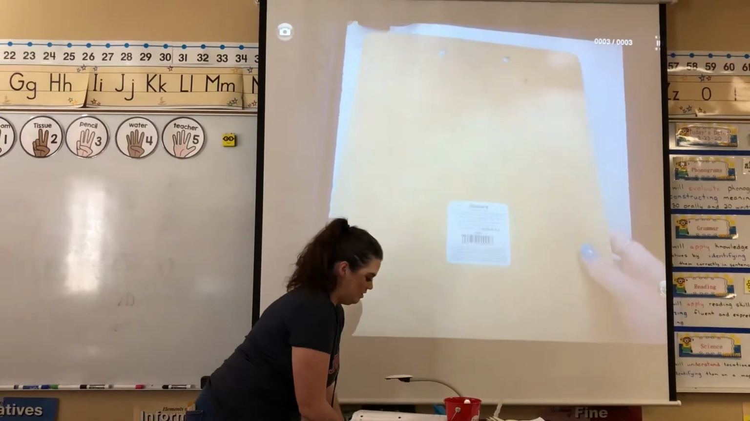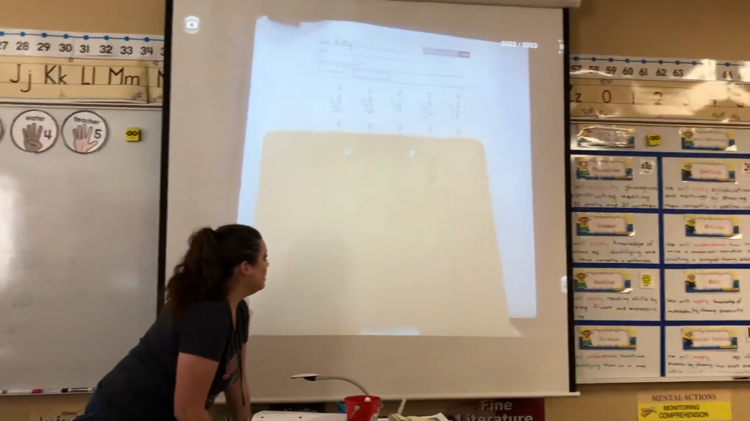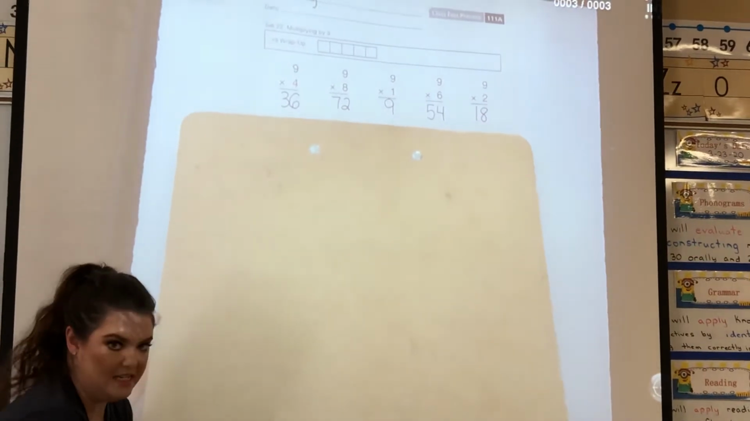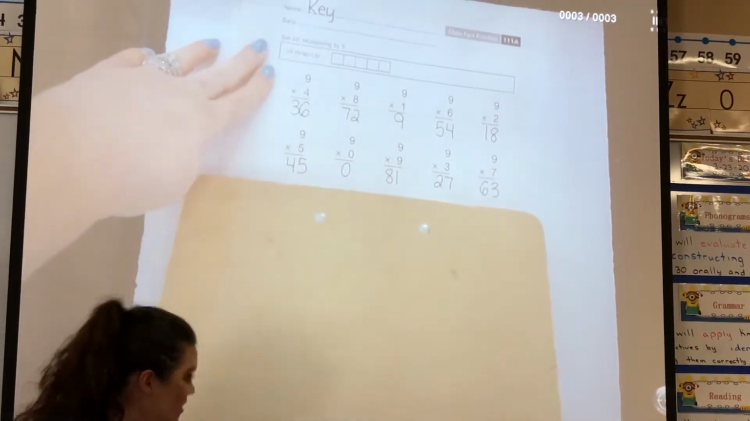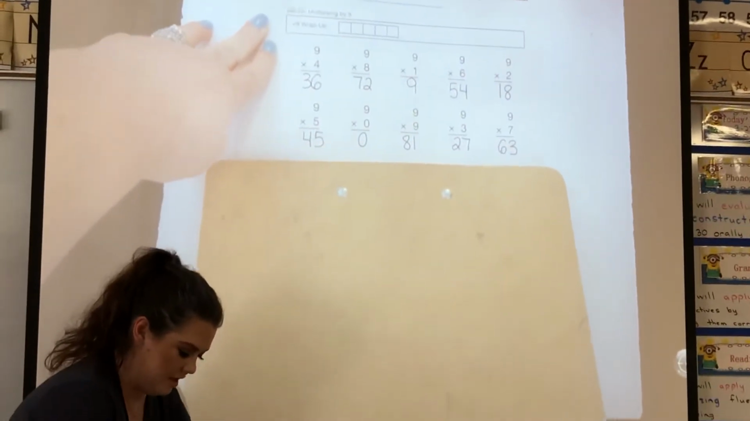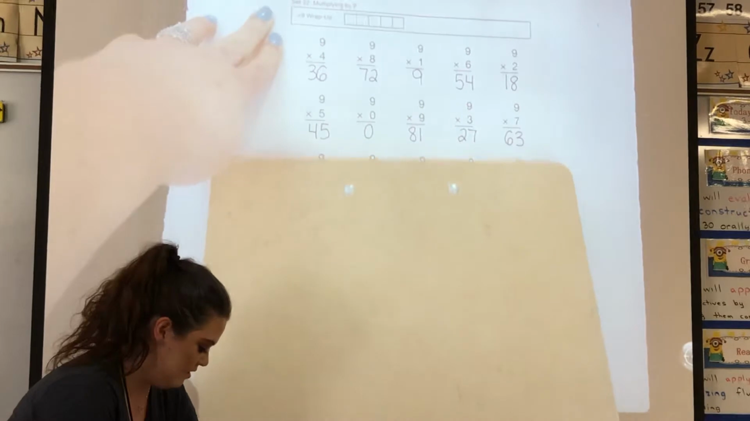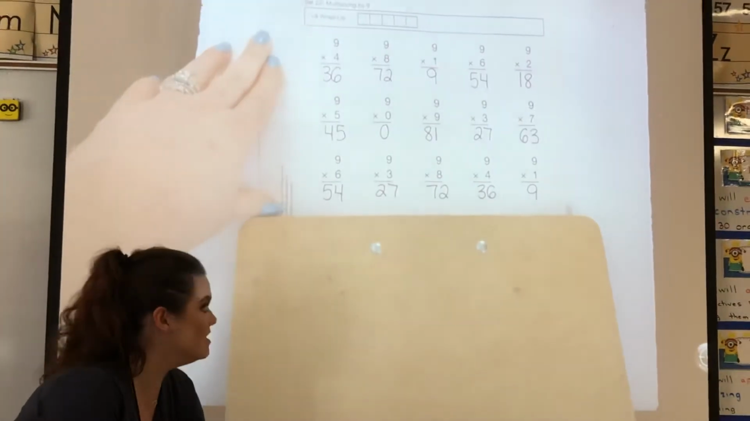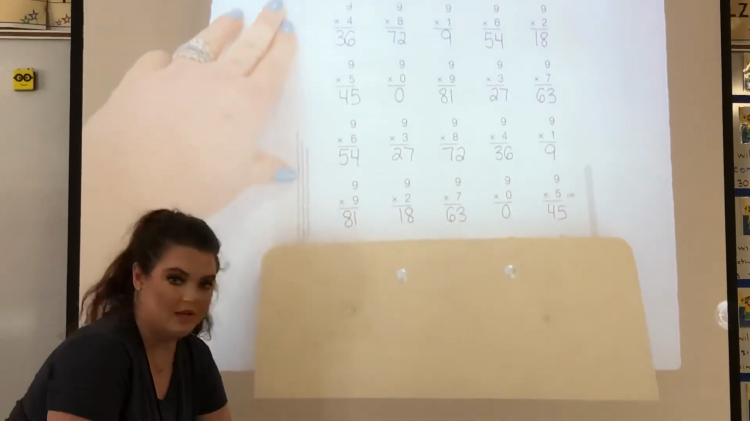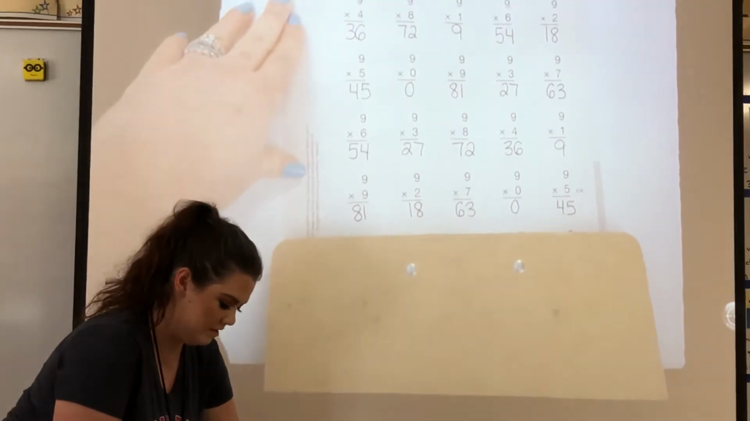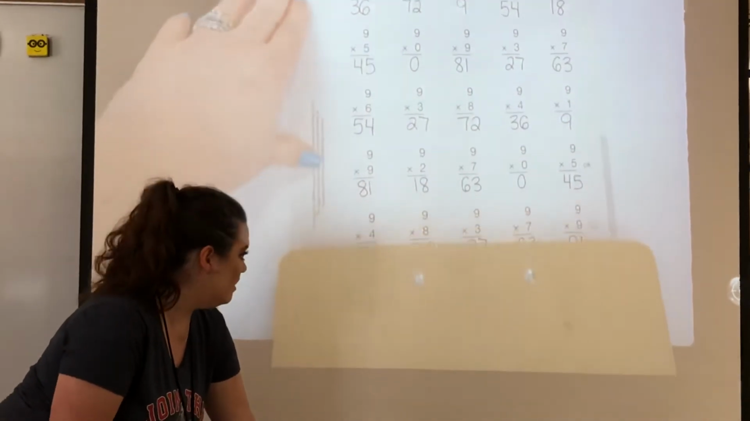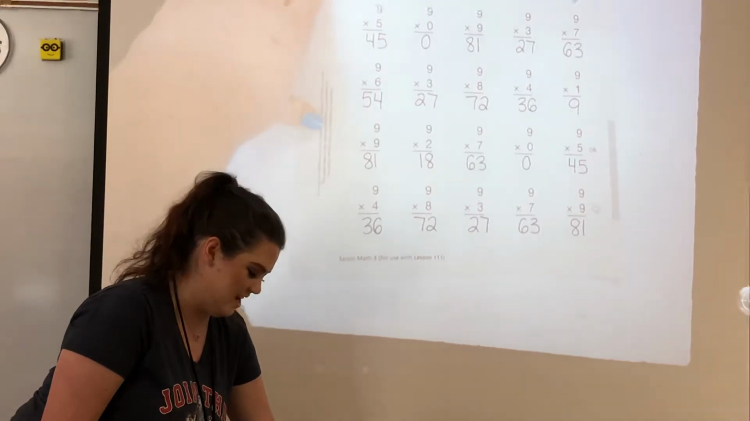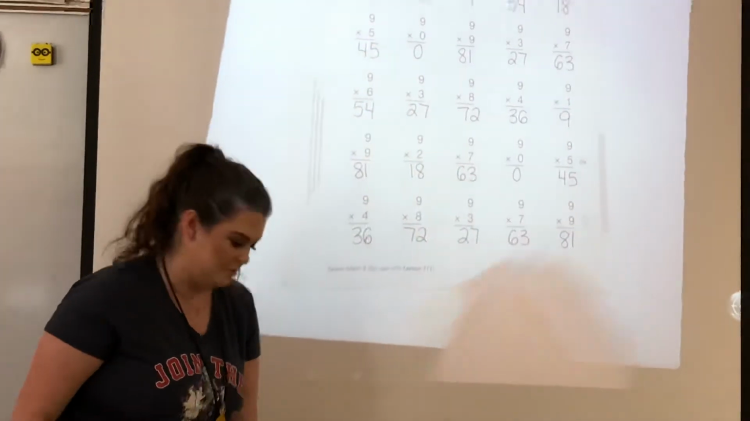So make sure you are on side A, and our first row of answers is 36, 72, 9, 54, 18. Our next row is 45, 0, 81, 27, 63. Next row of answers is 54, 27, 72, 36, 9. Next row, 81, 18, 63, 0, 45. And our last row is 36, 72, 27, 63, 81. And then you will do side B on your own later on.